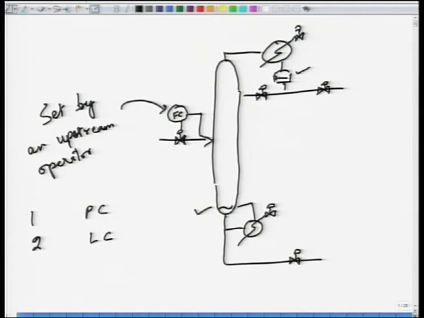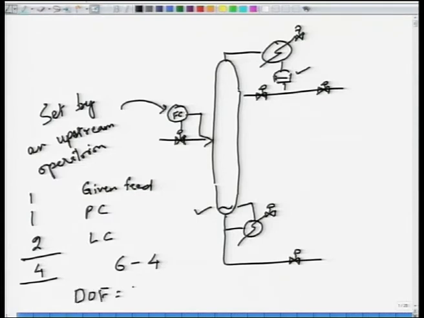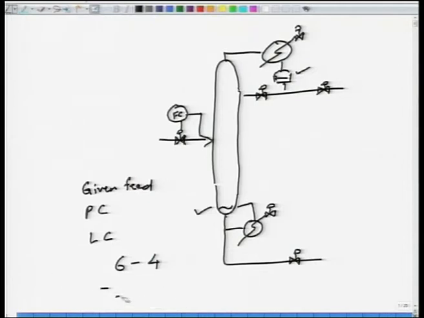Feed is set from upstream, so that leaves us, that's another given, feed which has been set by an upstream process or an operation. So, that way 4 valves get taken away out of a total of 6 independent valves, that gives us a degrees of freedom. Given this, what we did last time, degrees of freedom is 2, therefore, the operator is free to set two things to get the separation that he wants.